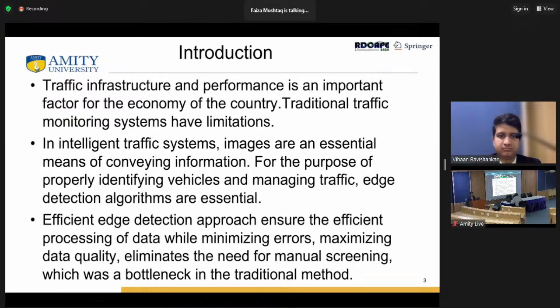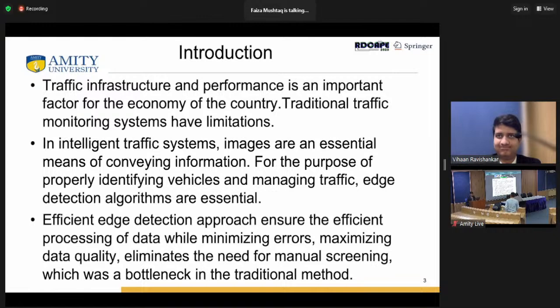Traffic infrastructure and performance is an important factor for the economy of the country, but traditional monitoring systems have limitations. That's why day by day we are moving towards an intelligent traffic system. But even today we are not fully dependent on intelligent traffic systems. On a large scale, intelligent traffic systems are satellite based, but we cannot use it in gullies because the satellite captures images which are lengthy.